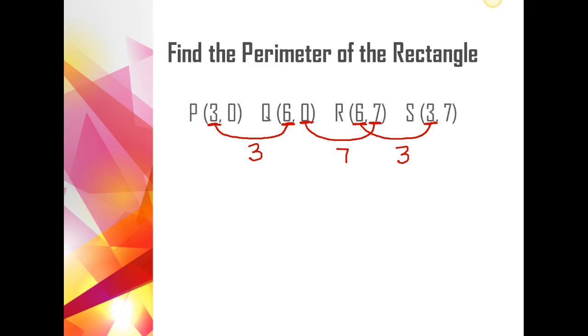Then in order to close the rectangle and add that fourth side, we'll go from S back to P. Here it is the y value that changes. The distance between 7 and 0 is 7 units. To calculate the perimeter, we will then add the 4 sides together. The perimeter of this rectangle is 20 units.